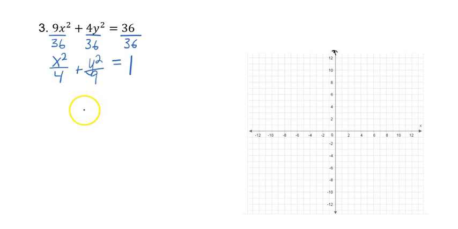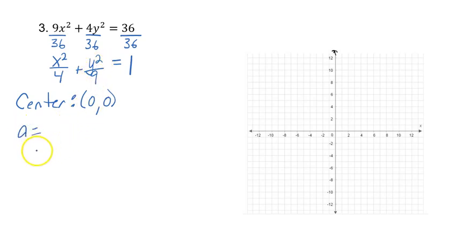Now, can you look at this and tell whether it's going to have a horizontal axis that's the major axis or a vertical axis that's the major axis? So since the number under y is bigger, the major axis will be vertical again. This will be the third example of that vertical look to the ellipse. What is my center? 0, 0, because I have the plain x squared plus plain y squared.